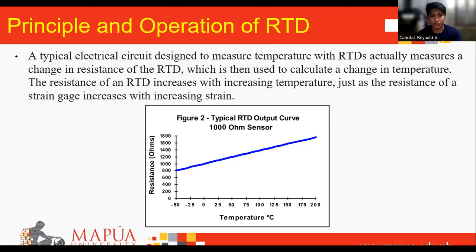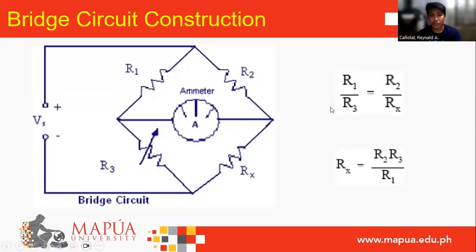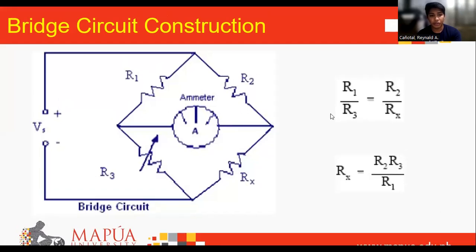The next one is the bridge circuit's construction. As you can see in the figure, the bridge circuit consists of three known resistances, R1, R2, and R3, where R3 is variable, and an unknown variable resistor Rx, which should be the RTD, a source of voltage and a sensitive ammeter.